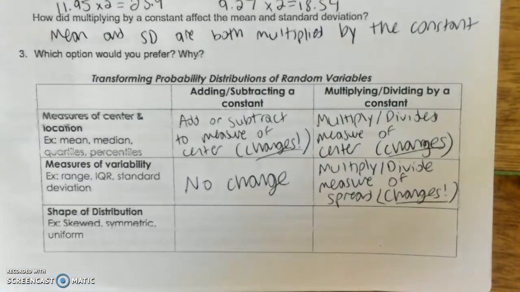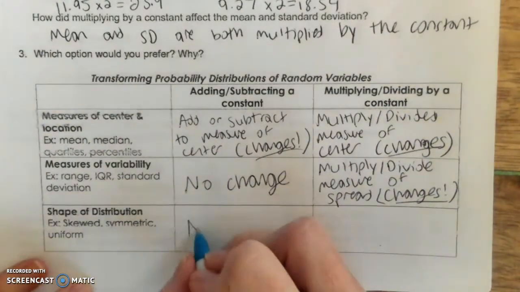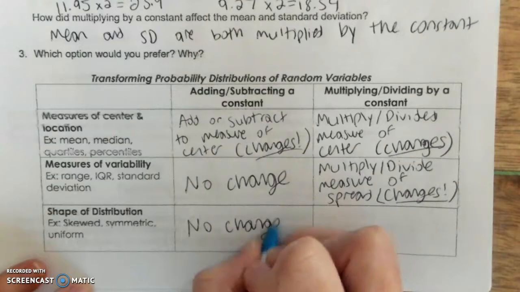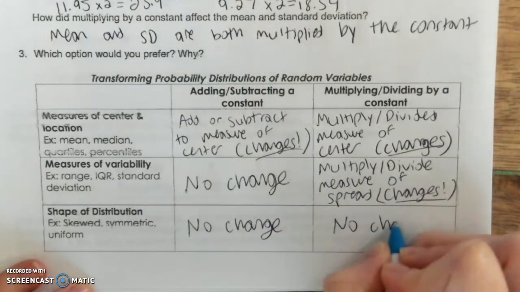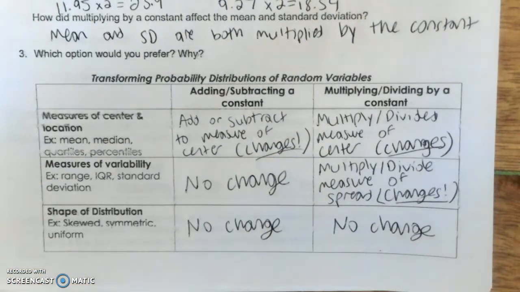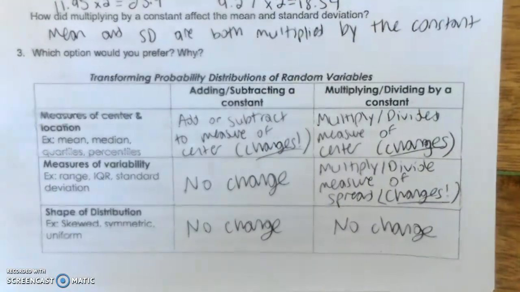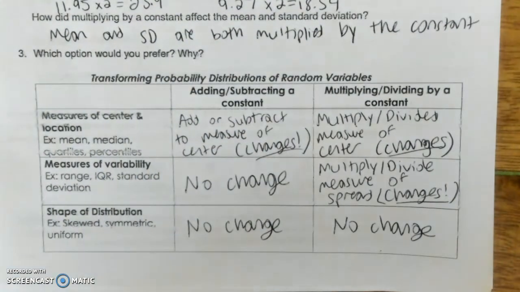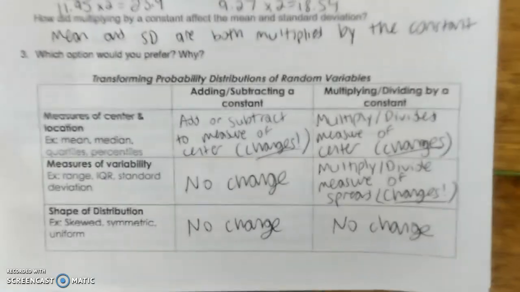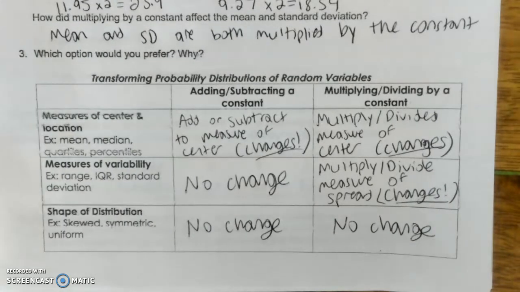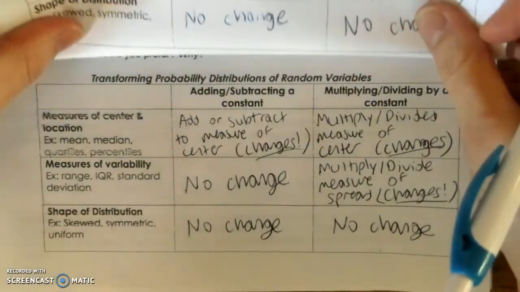And then remember, the shape of the distribution is not going to change. So if there's a question that tells you, oh, we multiplied every single random variable by 10, is the distribution still symmetric? Yes. The shape of the distribution does not change. All right, so let's compare that to our original data that we did on the very first page.